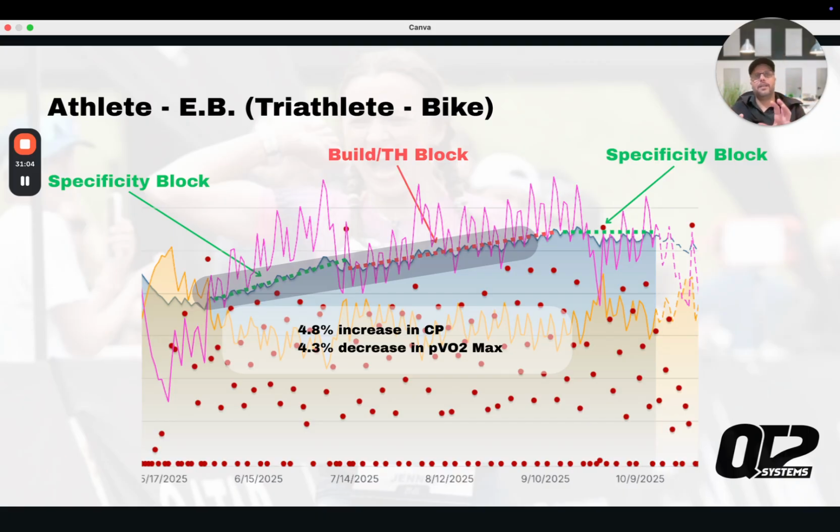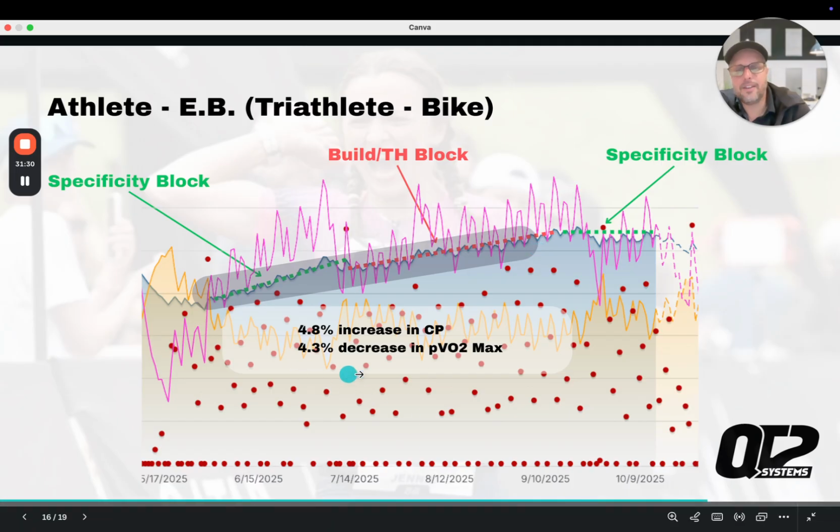Quite frankly, the stuff that was being given to her from a training perspective prior to working with us was trash. I don't like to say that, but it just was. And so she actually got some fitness growth during a time when it should have been a consolidation period. Anyway, we got about 4.8% increase in critical power during this period of time, and a little bit of loss in power VO2 max, but that closed that ratio. Okay.